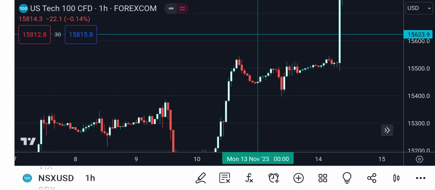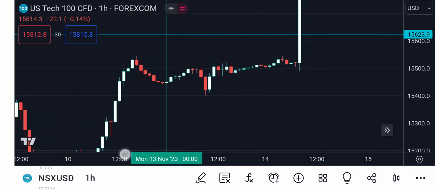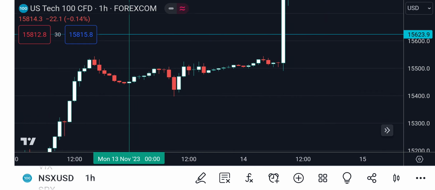So as I put my vertical line on the New York time opening, this means that this is Monday's trading.